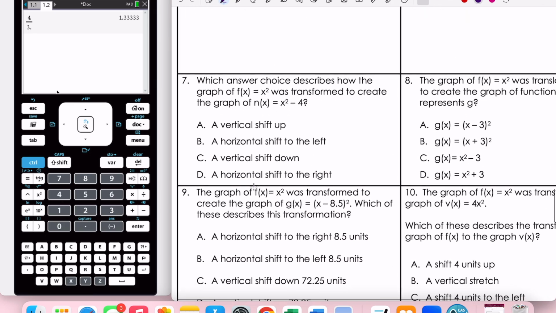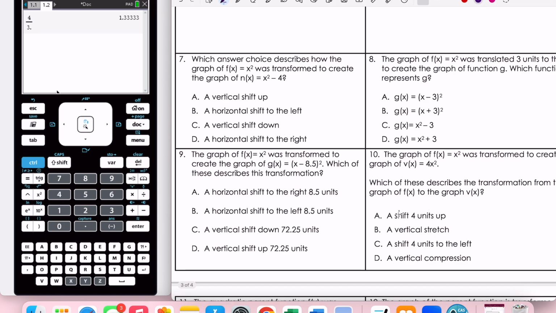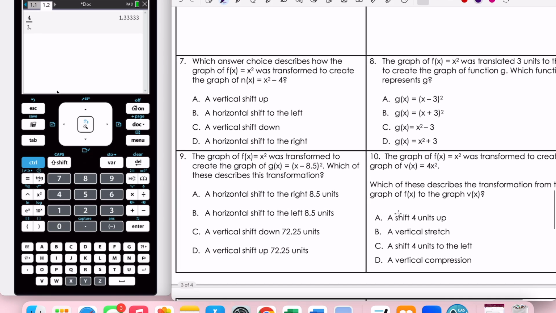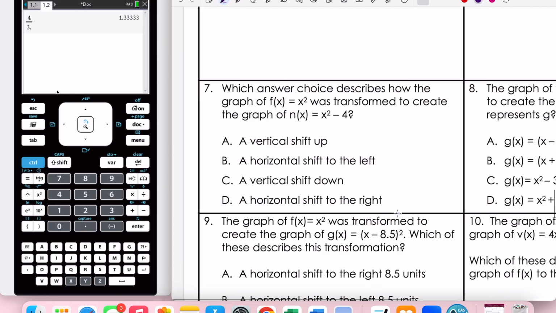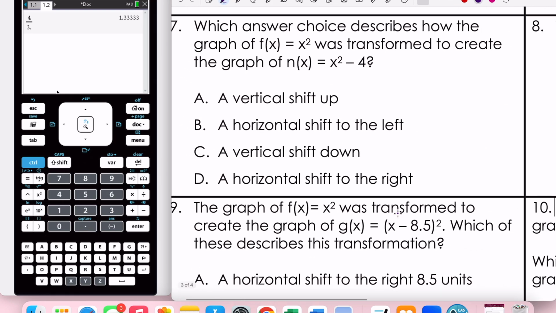Okay, and then number 7, 8, 9, and 10, these are all just kind of making sure that you're understanding the different type of shifts between what it looks like. So for instance, we can look at number 7. The answer choice describes how the graph of f of x equals x squared was transformed to create the graph of n of x equals x squared minus 4. Well, guys, this transformation is occurring outside of the parentheses. So when it happens outside of the parentheses, we know that's a vertical shift. Remember, there are no tricks when it comes to a vertical shift. So I can cross out B and D. Now, I see that I am subtracting 4. And if I'm subtracting 4, that means I am going down. So this is a vertical shift down.